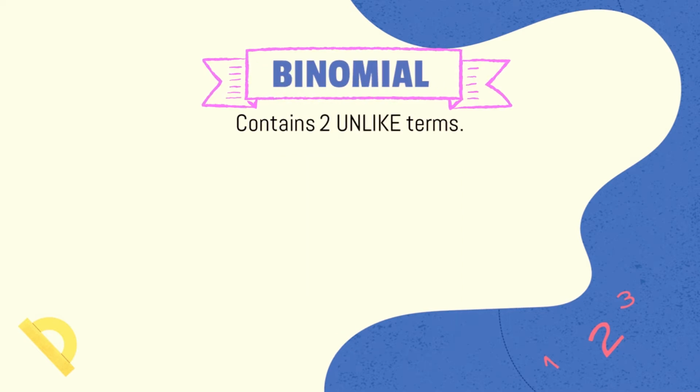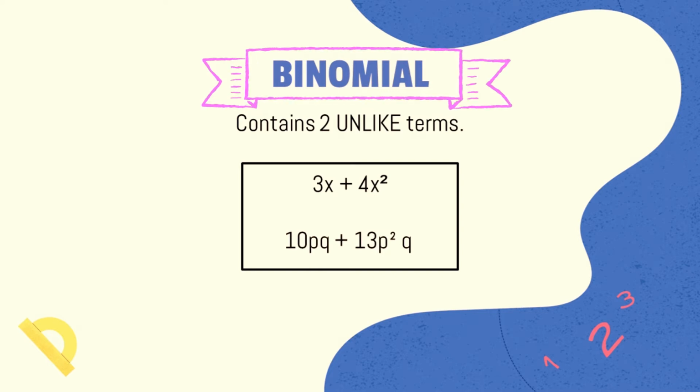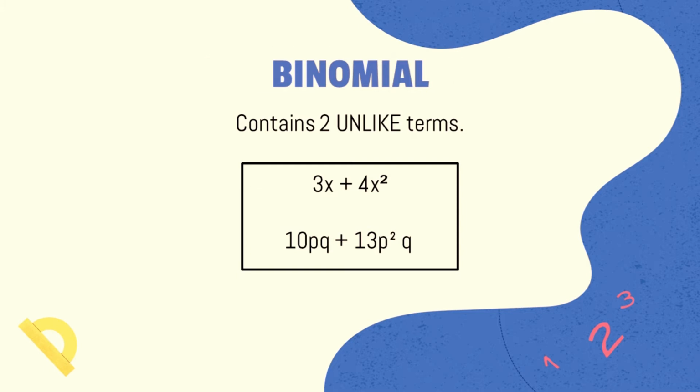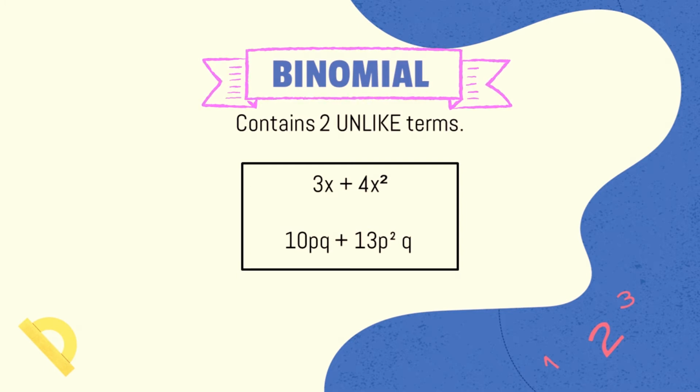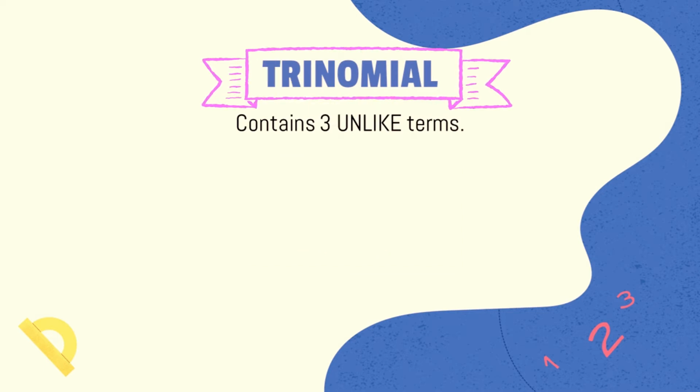Binomials. With the prefix bi, we can tell that binomials are algebraic expressions with 2 unlike terms. For example, 3x plus 4x squared is a binomial, since it contains 2 unlike terms, that is 3x and 4x squared. Likewise, 10pq plus 13p squared q is a binomial.